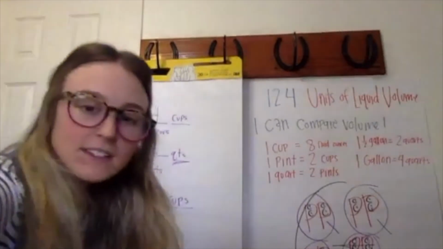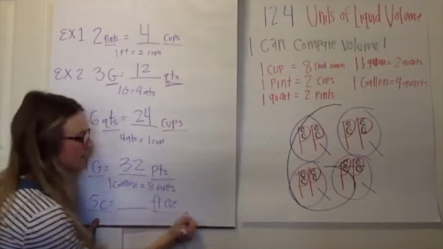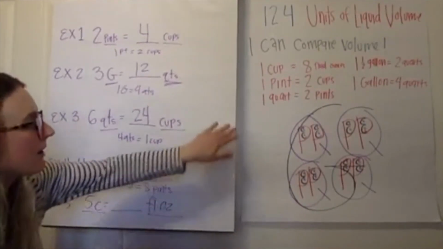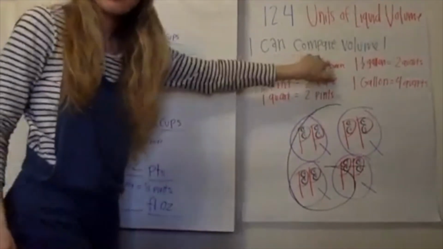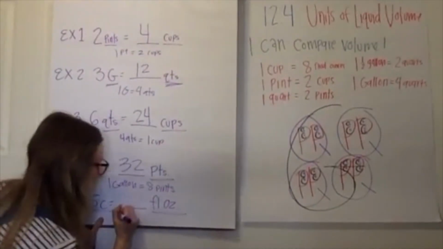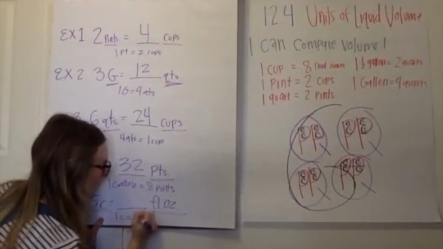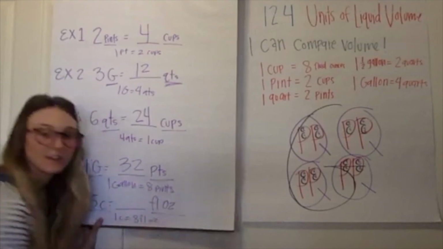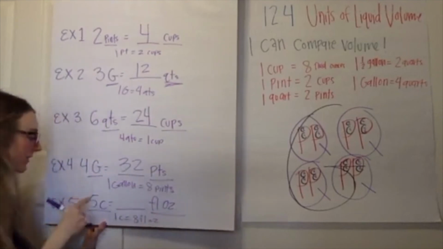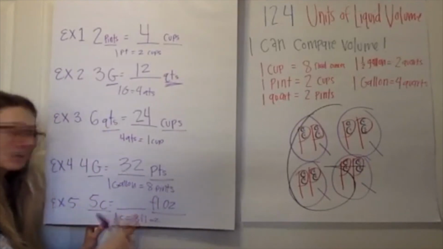All right, our last one. We have 5 cups equals how many fluid ounces? So this one, we have something that has cups and fluid ounces. So we might as well use our words, right? So 1 cup equals 8 fluid ounces. Okay, so once again, we're going from big to small, we multiply. So 5 times our 8 is 40.